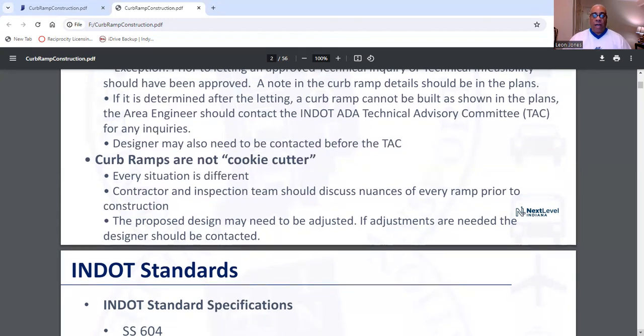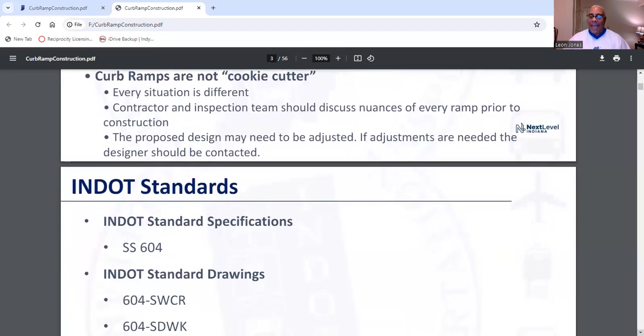And the proposed design may need to be adjusted. Now, if adjustments are needed, the designer should be contacted. Correction: the proposed design, if it needs to be adjusted, and if adjustments are needed, the designer should be contacted. Again, the designer should be contacted, not contracted, contacted.